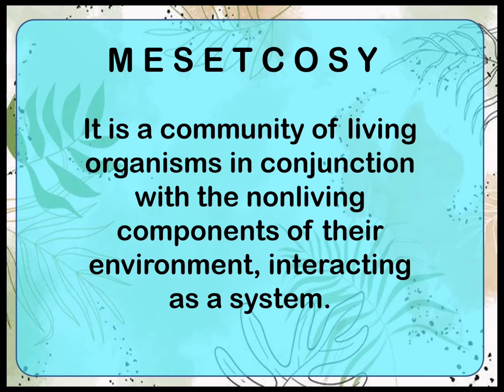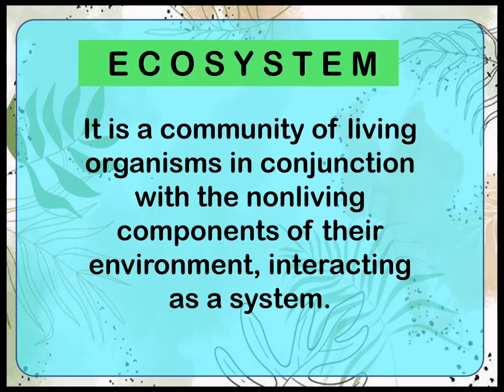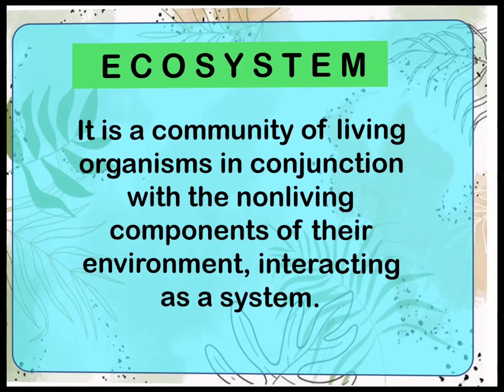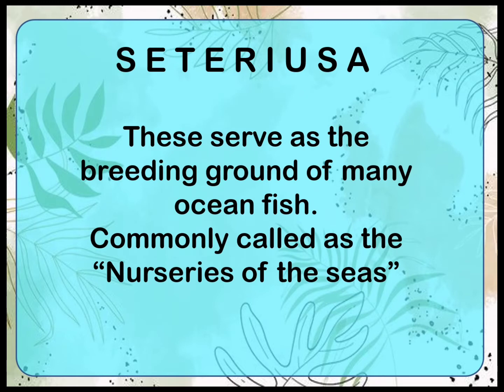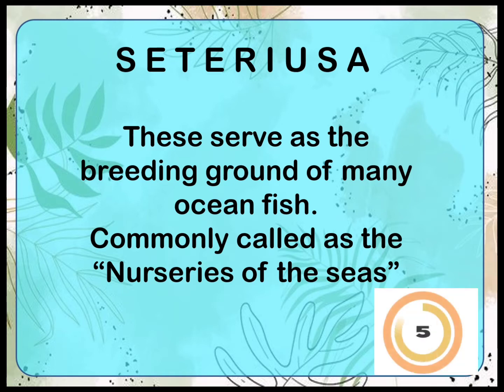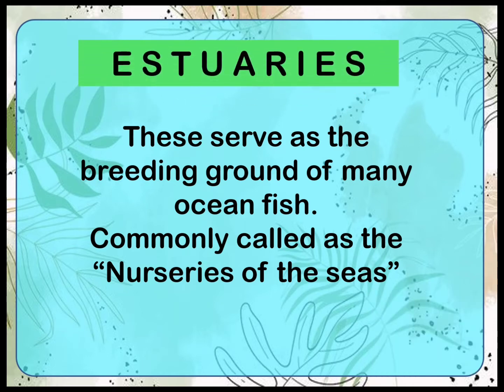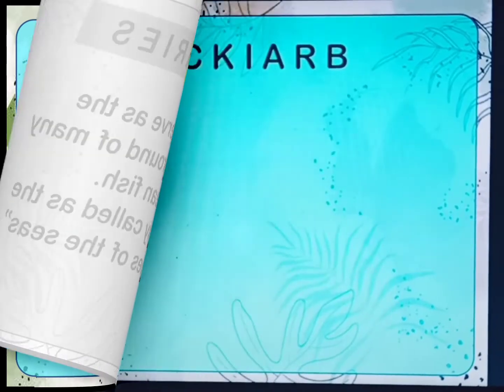What is your answer? Ecosystem? Then you are correct. Next item. These served as the breeding grounds of many ocean fish, commonly called as the nurseries of the seas. Time's up! If you answer estuaries, then you are definitely right.